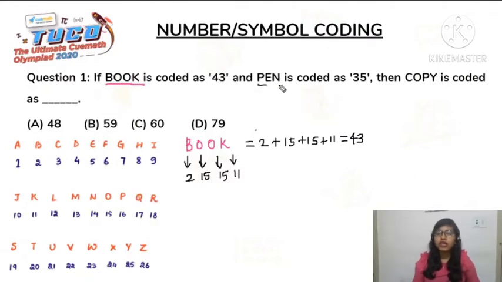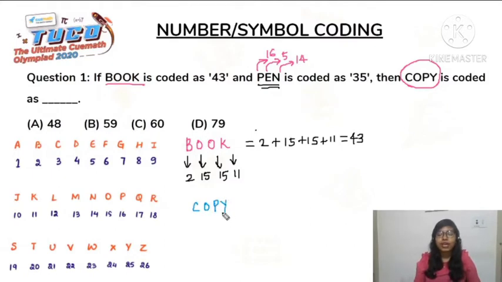Why don't we go ahead and check for pen if the same thing is happening? For pen, for P we have 16. For E we have 5. And for N, what do we have? For N we have 14. Now when we add all these three, 16 plus 14 is 30, and plus 5 is 35. So that means our logic is correct. All we have to do is write the respective numberings of these letters and add them up, okay? As simple as that.